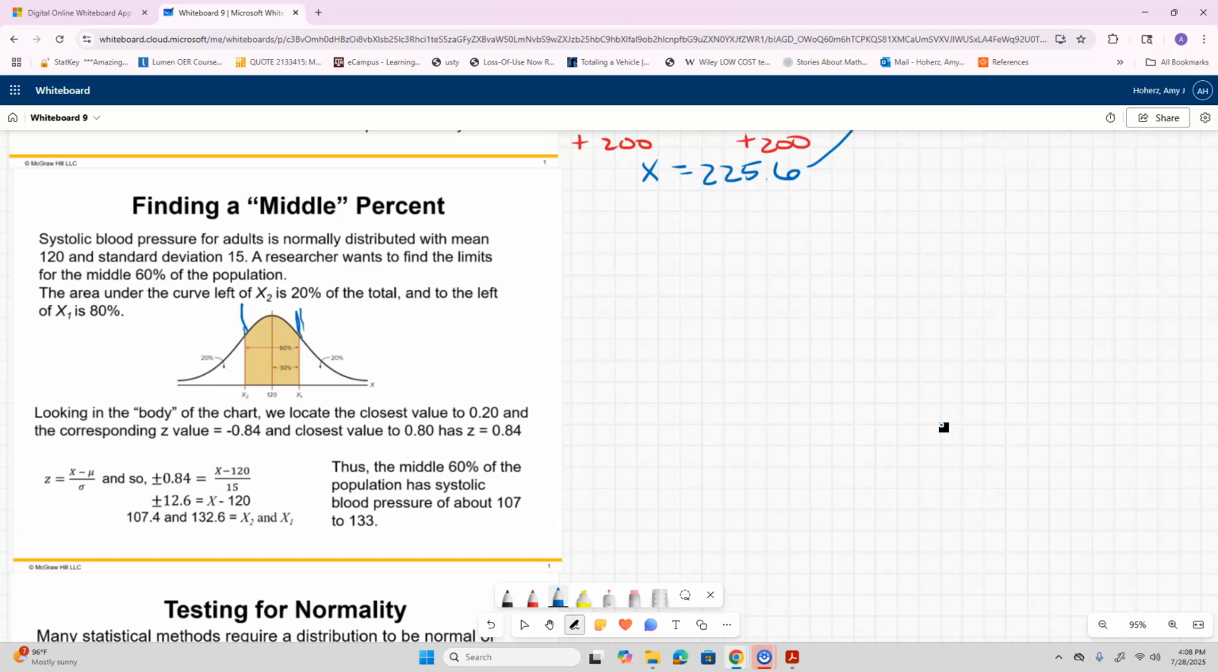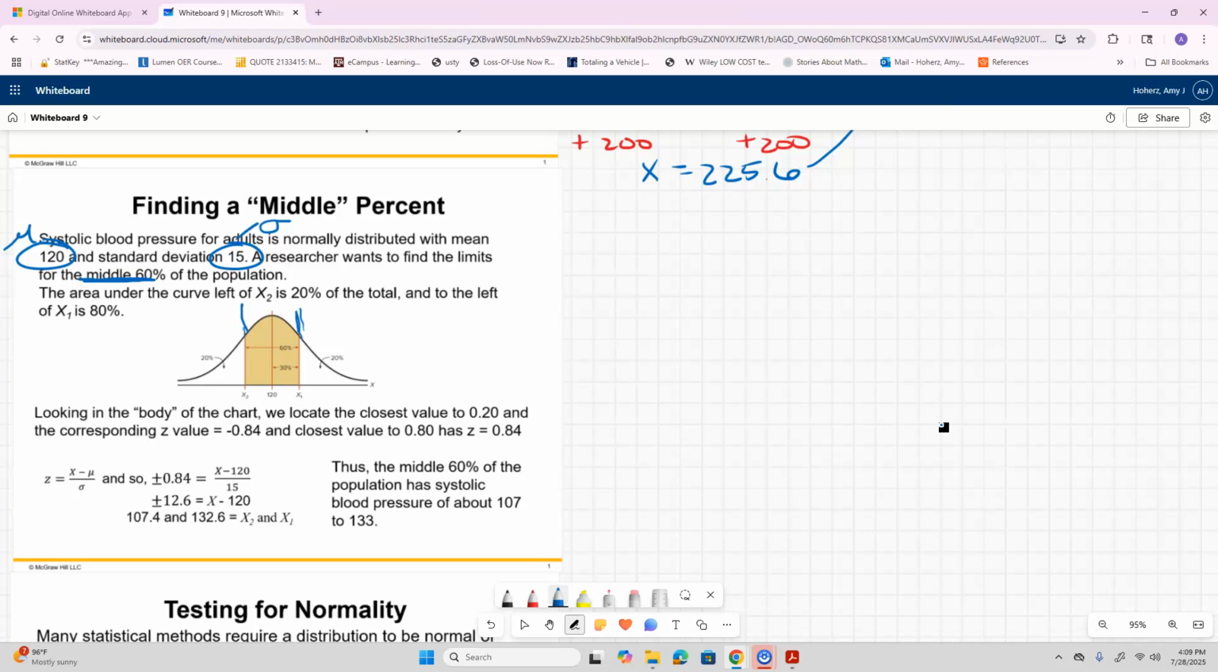It says systolic blood pressure for adults is normally distributed with a mean of 120 and a standard deviation of 15. A researcher wants to find the limits for the middle 60% of the population. So it wants it centered around the average.